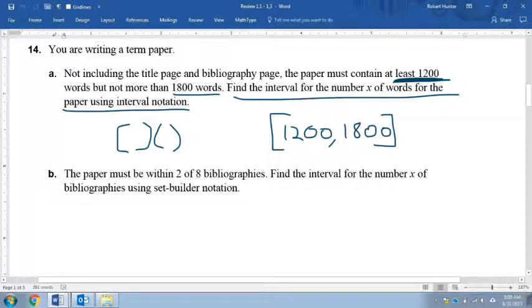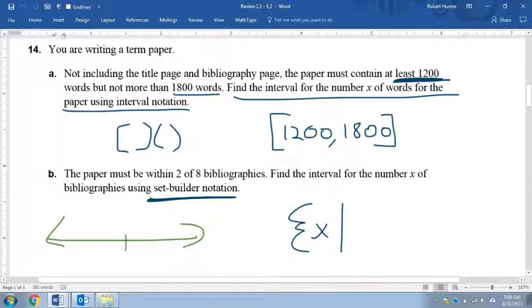Letter B, it says the paper must be within 2 of 8 bibliographies. Find the interval for the number x of bibliographies using set builder notation. Again, set builder notation is the one, big hump, little hump, big hump, x. So 2 bibliographies of 8. Let me show you. Here's your 8. If I'm within 2 bibliographies, well, 6 is within 2 of that, and 10.